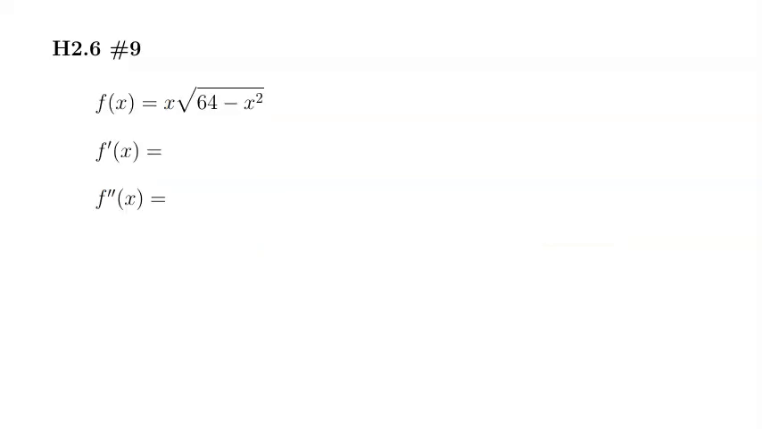We have this function, and I don't like square root, so I'm going to rewrite it as x times quantity 64 minus x squared, and then the power would be 1/2, since square root is equivalent to the 1/2 power. So we have two things multiplied together. We're going to use the product rule.